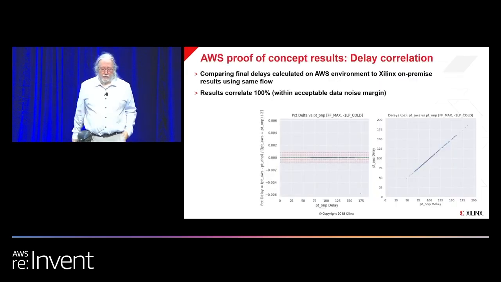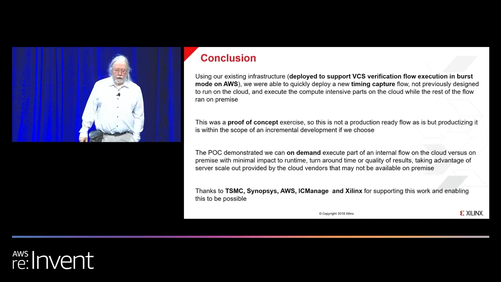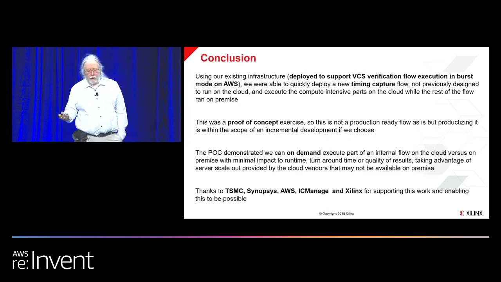Correlation, do you get the same answer? Yes. We ran it at Amazon, we ran it on-prem, we compare the numbers. They're within the noise floor that we would expect, so yes, the data comes out the same. Correlation's good. So from just a high-level conclusion, we are currently supporting VCS verification flow in burst mode on Amazon.